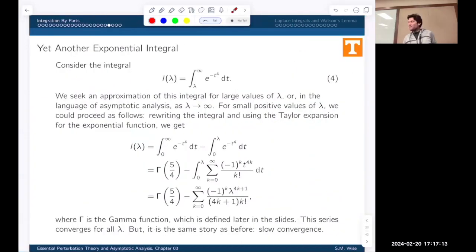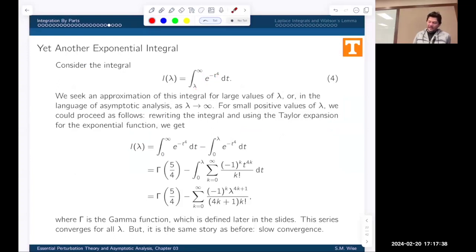All right, let's do another one, if you're not getting tired of these already. We'll do this one in 3 minutes, I promise. So let's have a look at this exponential integral here. I have lambda's integral from lambda to infinity e to the minus t to the 4th power.